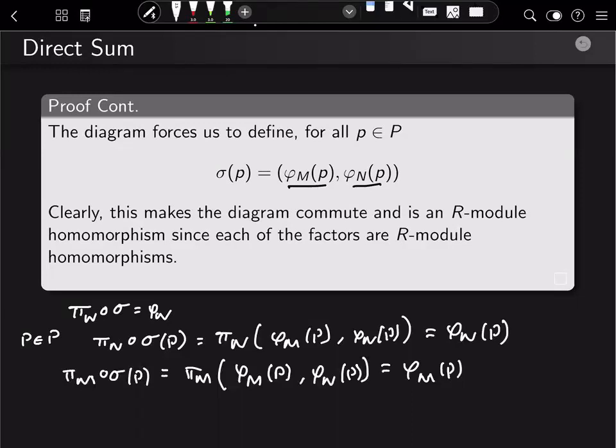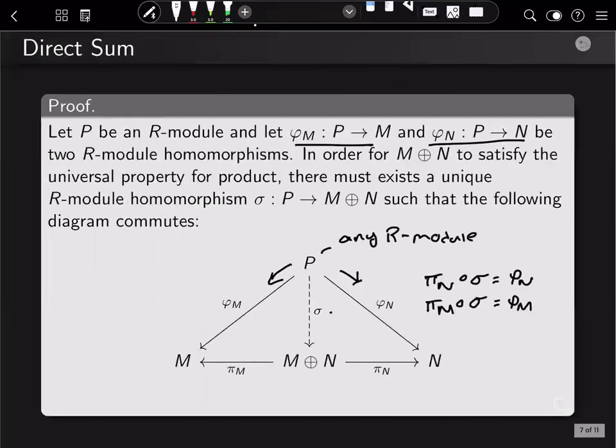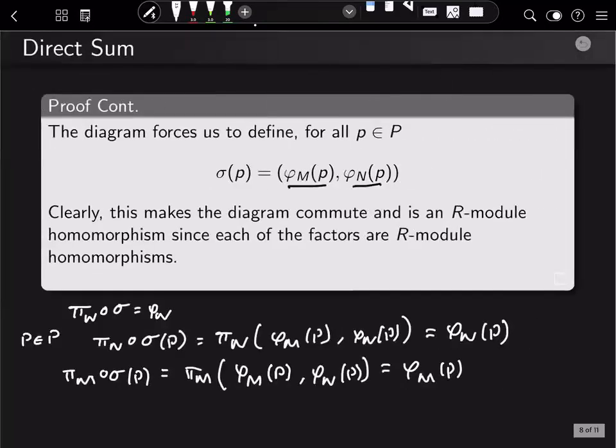It's an R module homomorphism. This is a simple check because each of the factors are both R module homomorphisms, and this definition satisfies it trivially. Uniqueness is also, we really don't even need to check uniqueness here because we are forced by the diagram to define it this way. So this satisfies the definition of product in the category of R modules.